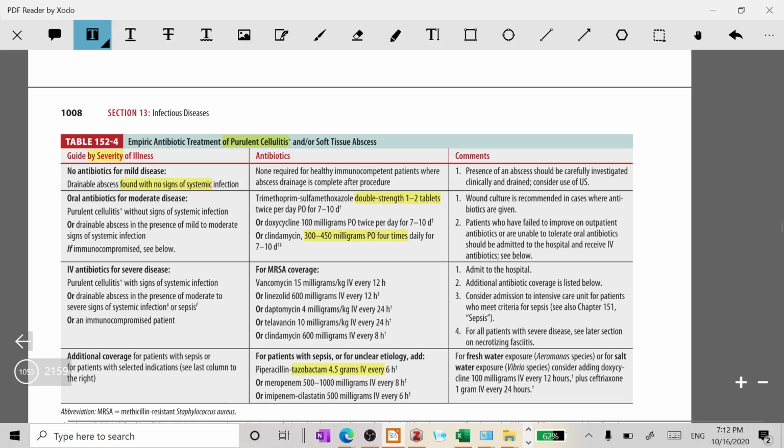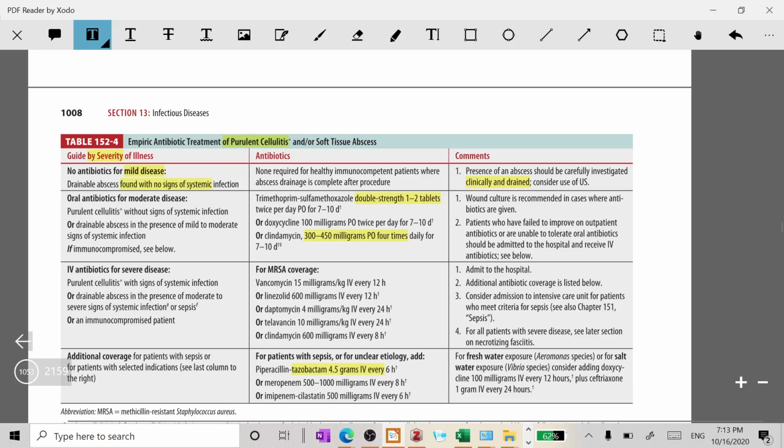If the cellulitis is mild, there is no requirement of antibiotics. With a drainable abscess found and no signs of systemic infection, antibiotics are none. Normally, immunocompetent patients should be able to recover on their own, so they do not require any antibiotic assistance. The presence of an abscess should be carefully investigated clinically and drained.